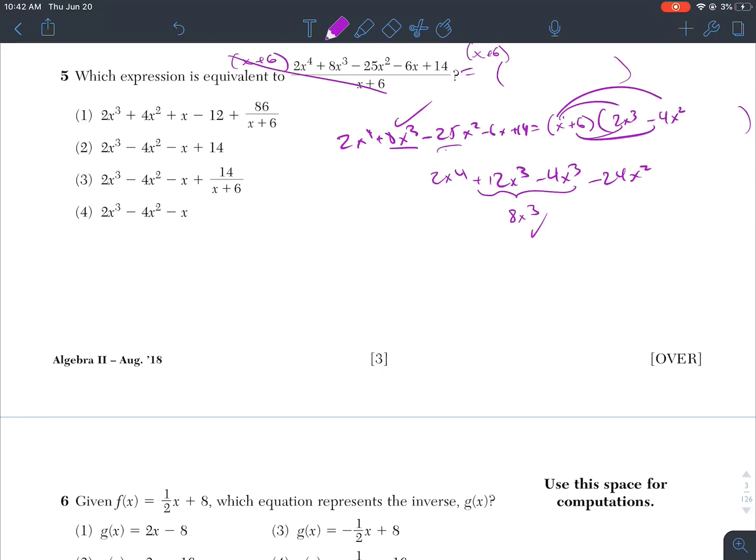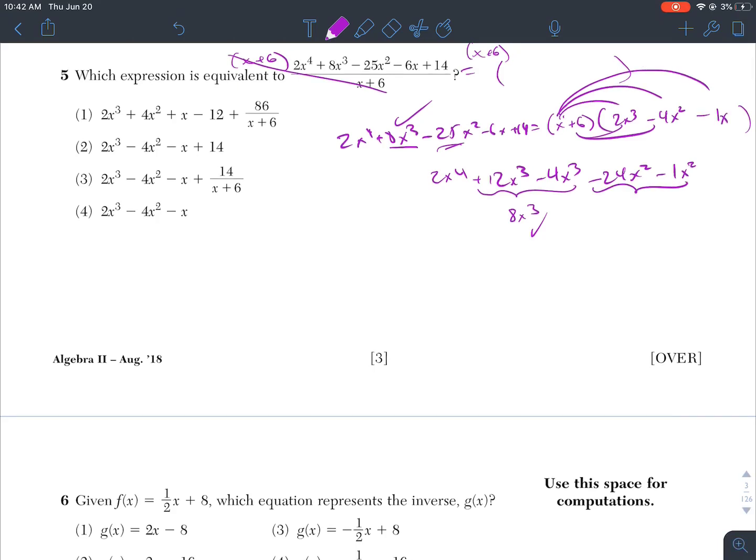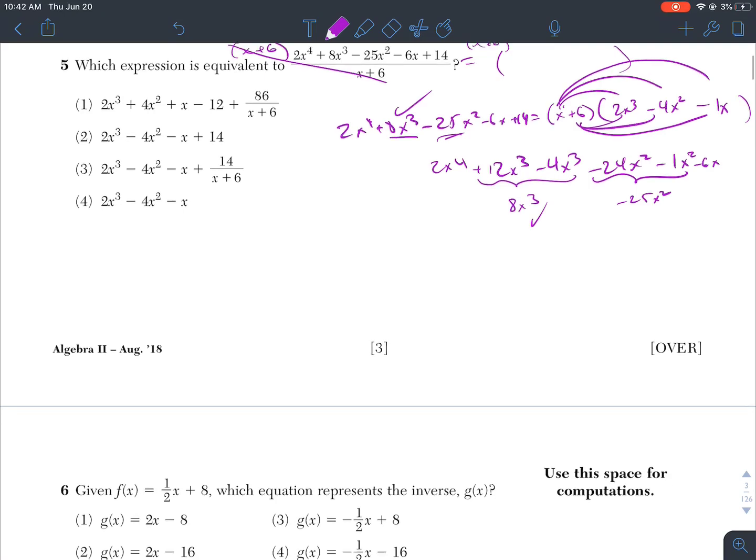But we want negative 25x squared, so we need to have a minus 1 here to give us x times negative 1 is negative 1x. These combine to make negative 25x squared. Then we get minus 6x, and we do want minus 6x, that's great. So then lastly, we move on to trying to make 14. So x times what number will give us 14?